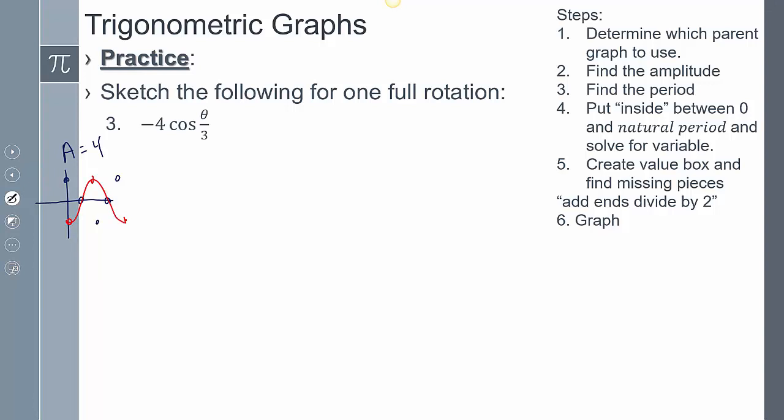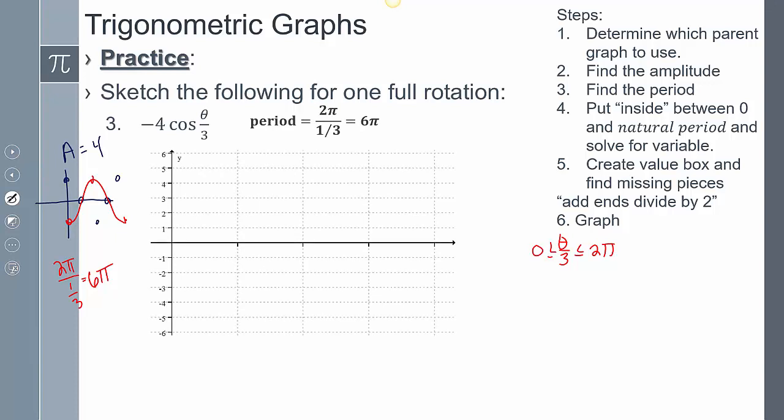And then my period, I'm going to get 2 pi, my original period, divided by b, which is 1/3, and so that'll simplify into 6 pi. And so now I need to take that inside portion, which is theta over 3, and put that between 0 and my original period, which is 2 pi. Solving for theta, I multiply everything by 3, so I'm going to get 0 is less than or equal to theta, which is less than or equal to 6 pi. I can create my value box now.